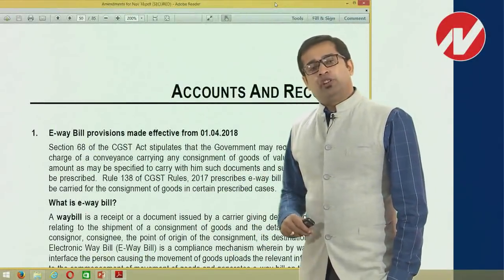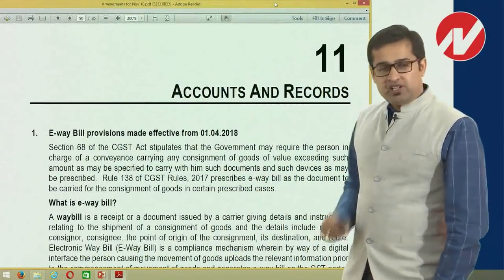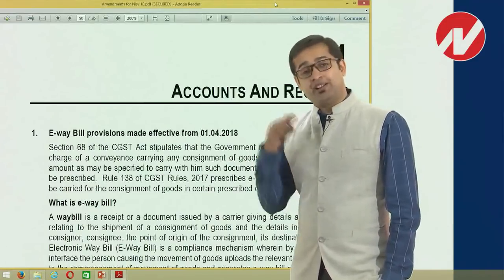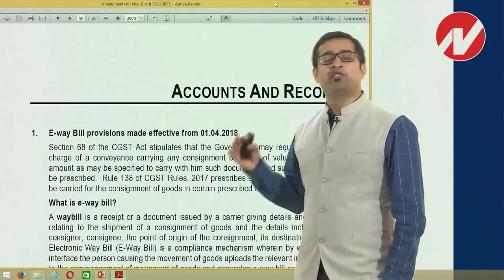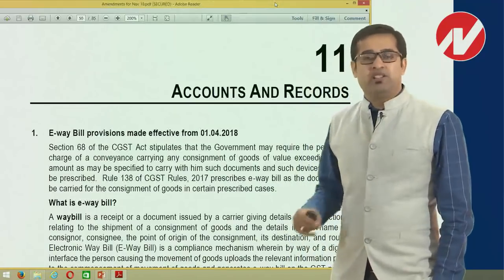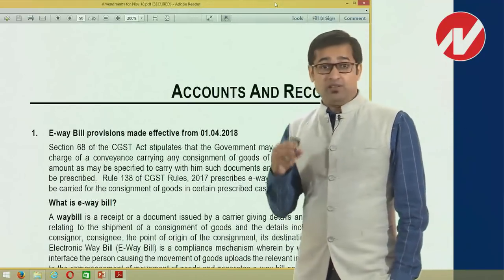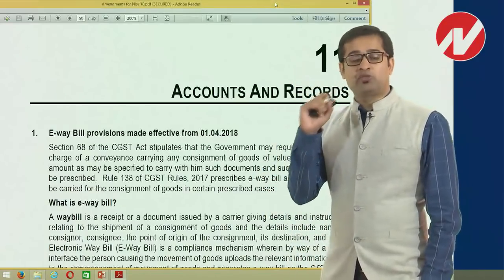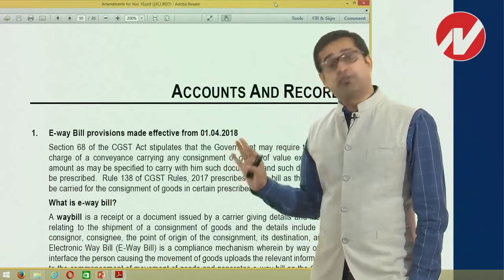One of the last provisions, friends, that has been brought under the GST and one of the most important changes, which was rather required to be brought at the time of implementation of GST, was the e-way bill. Now, basically, what is an e-way bill? It says bill, but that doesn't mean it is technically an invoice. If you talk in terms of invoice, then I'm sorry, it is different from an e-way bill.